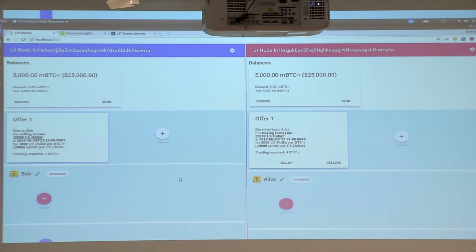So we offer it to Bob, and Bob gets the offer on his screen saying Alice wants to buy $20,000 from you for 20,000 Satoshi per dollar, or $5,000 per Bitcoin. So Bob thinks that's a pretty good deal, so he's going to accept.